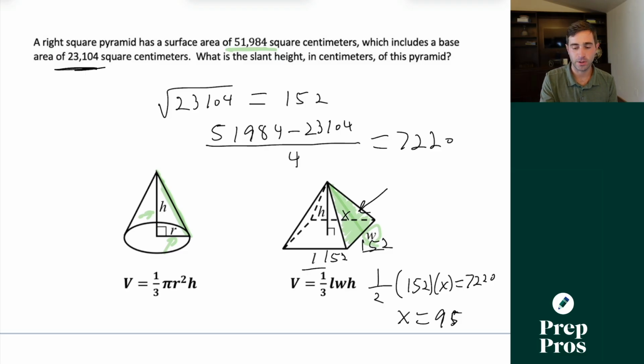Now let's say we twisted this problem into a harder variety that shows up on the SAT, and they ask you for the height. Well, now you'd be able to solve for the height because you would know that the slant height here is 95. You would know that this length is going to be half of 152, half of one of those side lengths. So it's going to be 76. And then you could do your a squared plus b squared equals c squared. Your h squared plus 76 squared is equal to 95 squared to solve for the height of the pyramid. That's another variety you want to make sure you're on the lookout for.